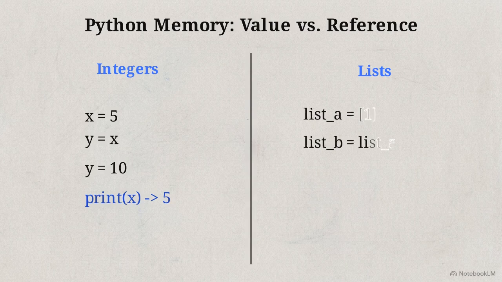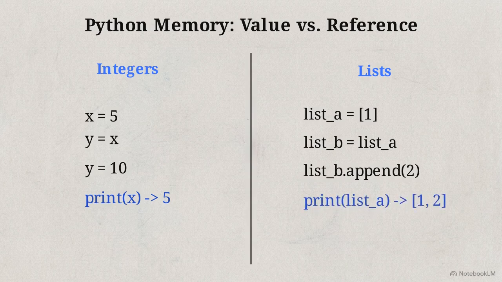But on the right, we do the same thing with a list. We create list A, assign it to list B, and append a 2 to list B. Instead of acting independently, the update modifies the original source list. The difference comes down to how Python treats memory.